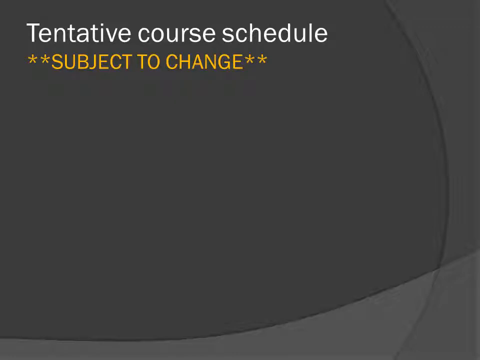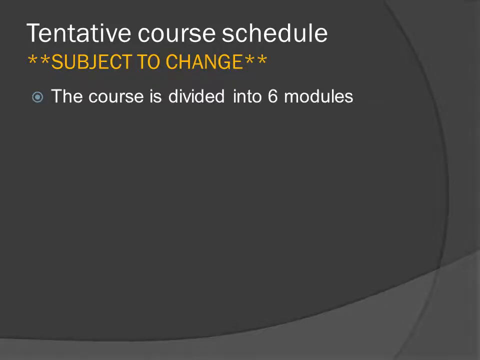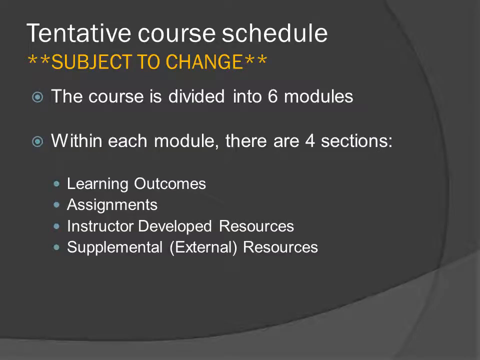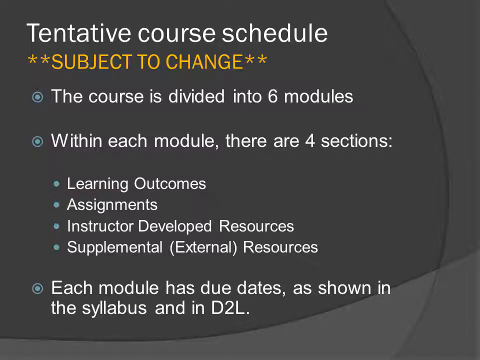Our course is divided into 6 modules. Within each module, you will find 4 different sections: the learning outcomes for that module, the assignments due for that module, and the instructor developed and external resources available for that module. I do expect you to go through all of these resources, assignments, and learning outcomes for each module. If it's in D2L, you should review it. There are due dates for the assignments and activities and discussion board posts and quizzes within each module. They will be posted on the syllabus and in D2L.